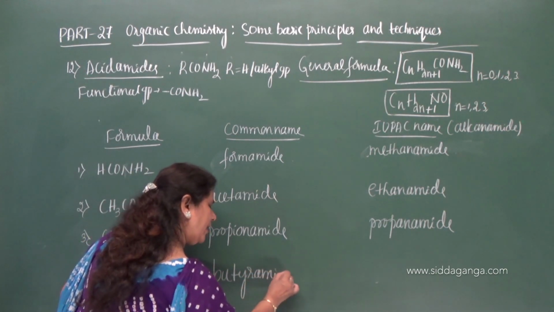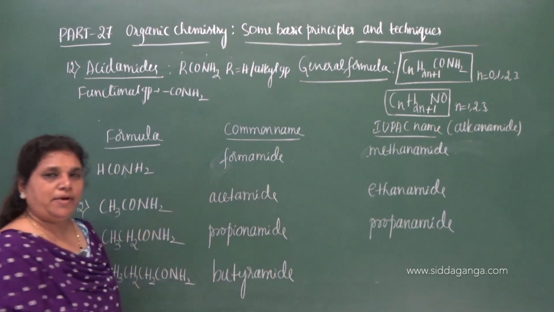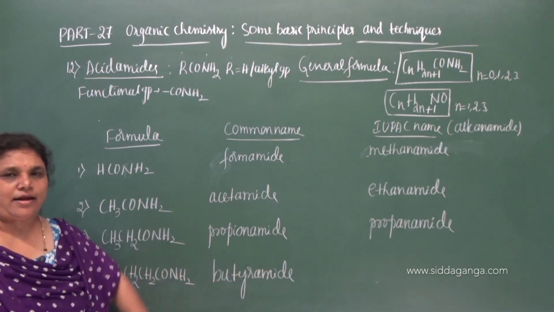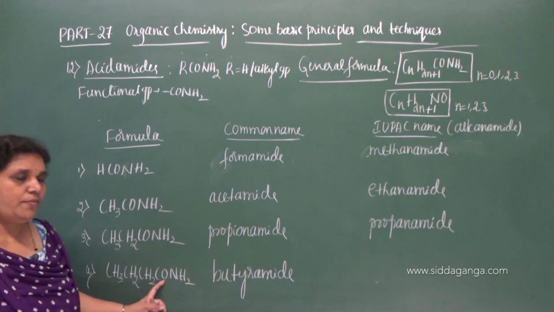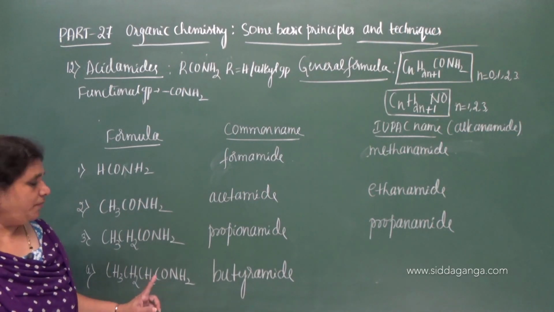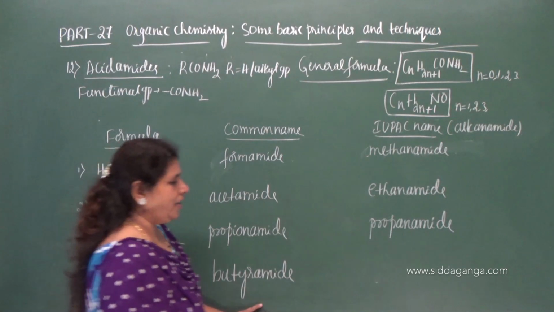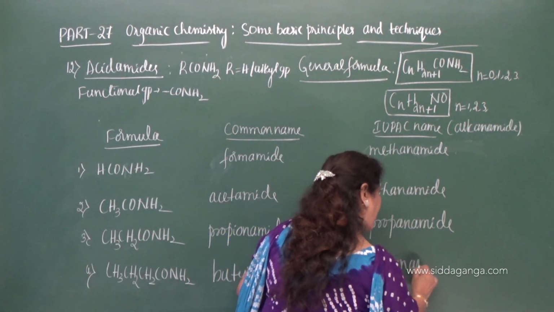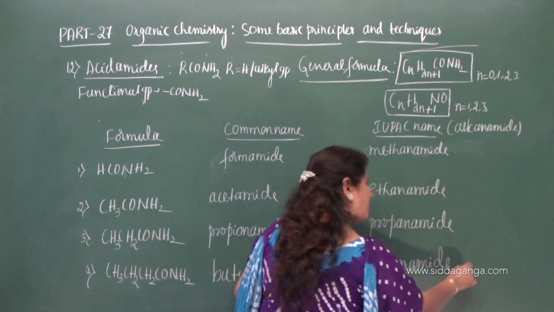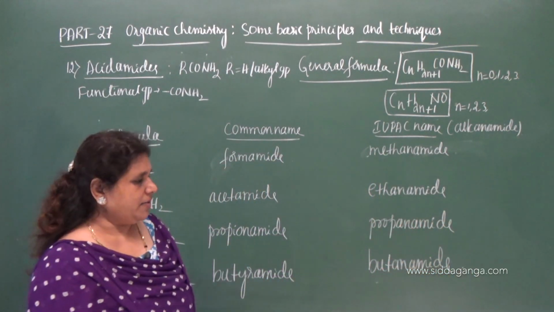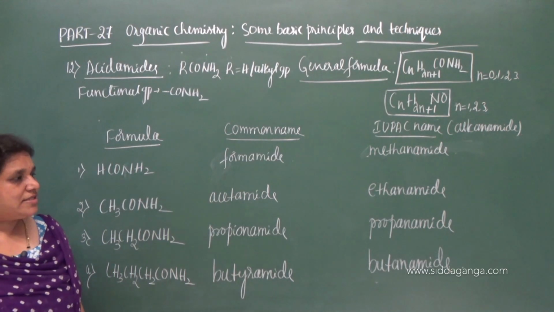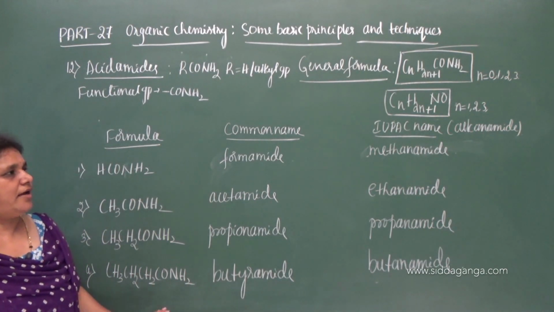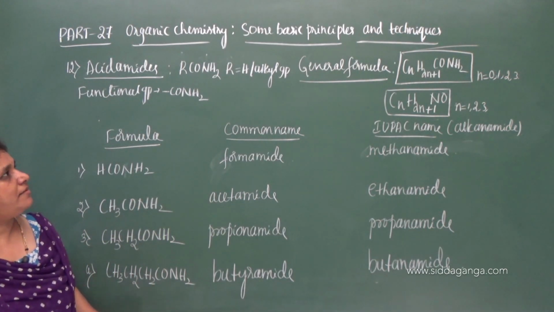Butyramide. The ic acid is replaced by amide and hence the name butyramide. Okay, now what is the IUPAC name? Butane or butanoic acid. The terminal e or the oic acid is replaced by amide and hence the name is butanamide. So this is about the common and the IUPAC name of acid amides.